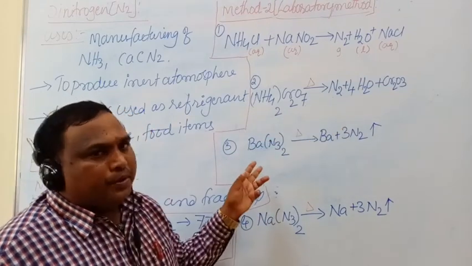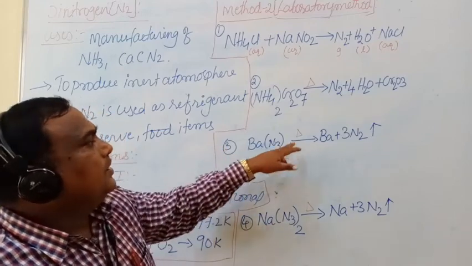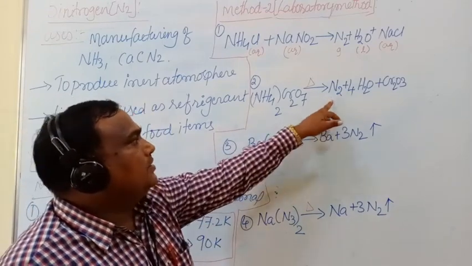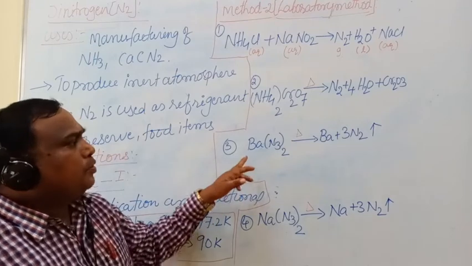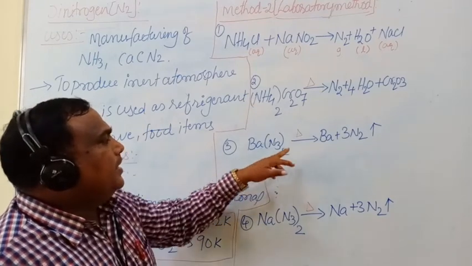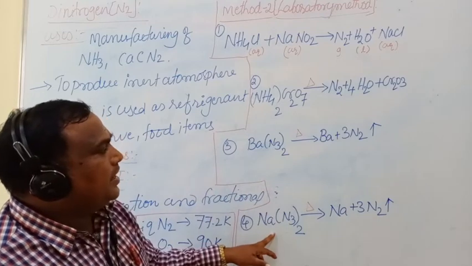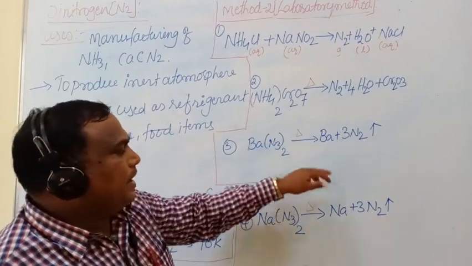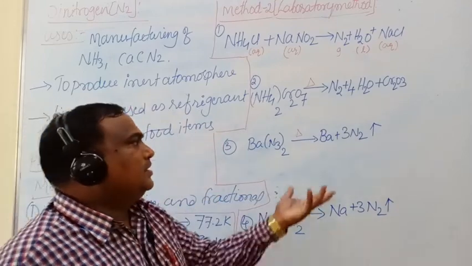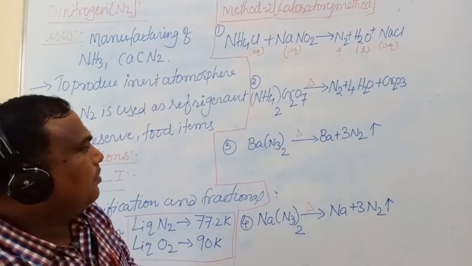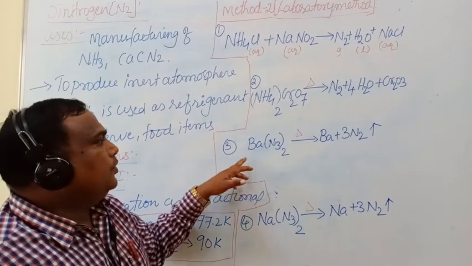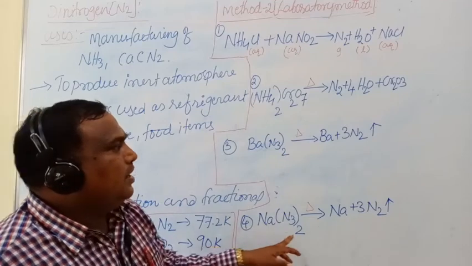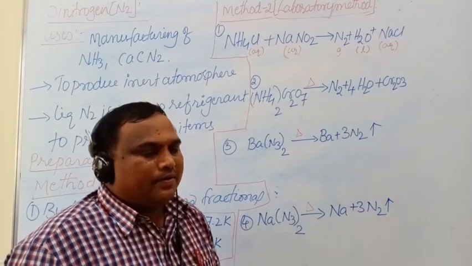To prepare pure dinitrogen, because in this one small side products are forming which are mixed with the nitrogen gas, we can directly prepare pure dinitrogen by heating barium azide or sodium azide. Only barium and sodium will remain in the container, and the remaining gas will come out in pure form. So to prepare pure dinitrogen, just heat barium azide or sodium azide.